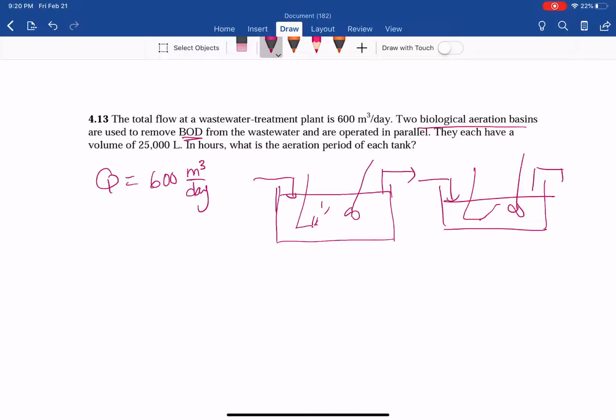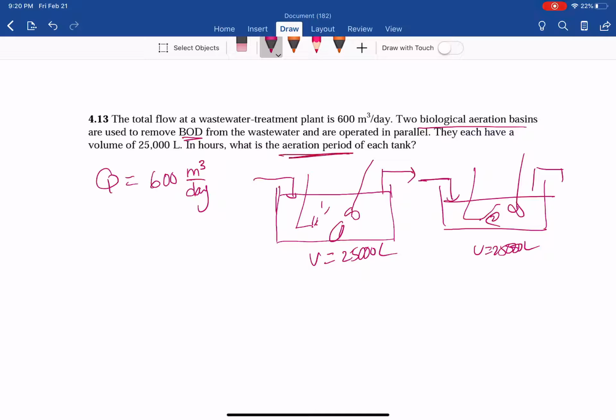So they are not in series, they are in parallel. So the flow is being distributed in half, one for tank 1 and the other for tank 2. They each have a volume of 25,000 liters. In hours, what is the aeration period of each tank?